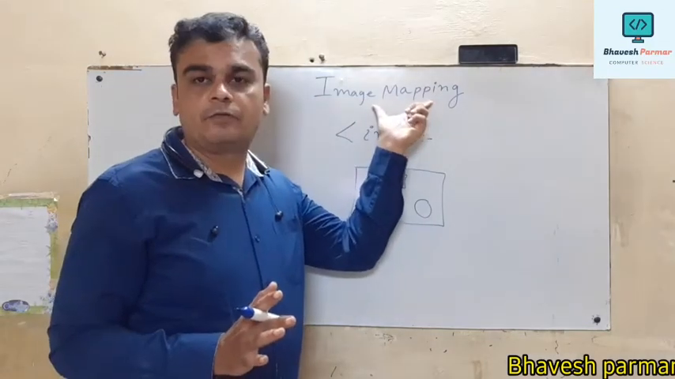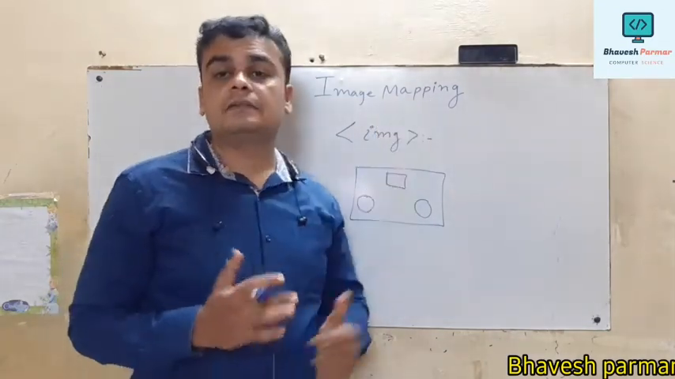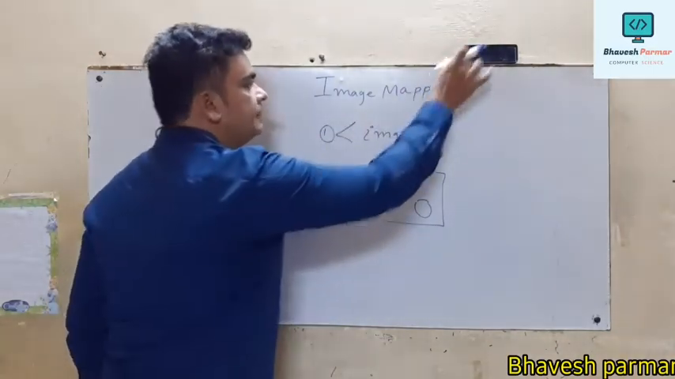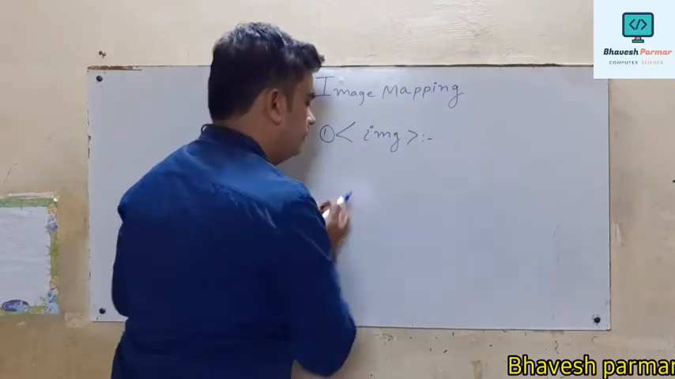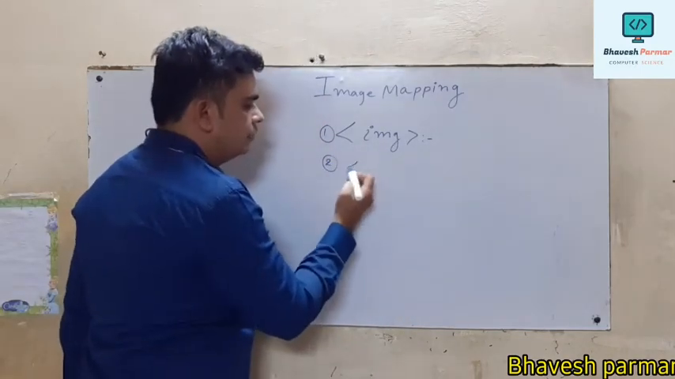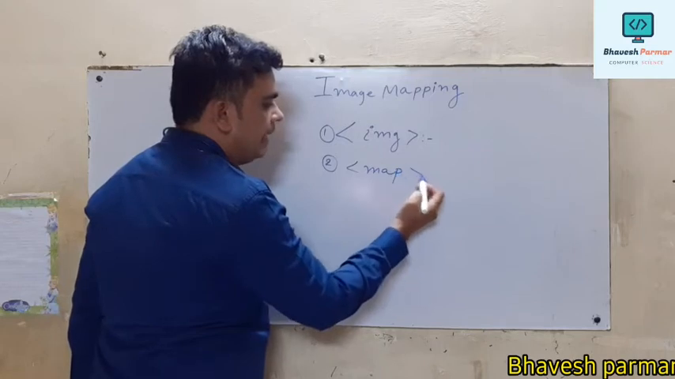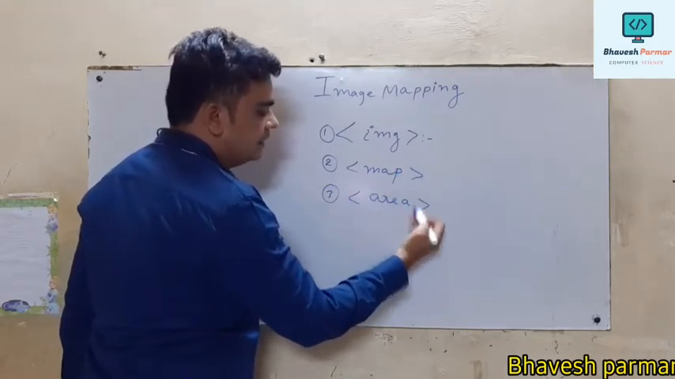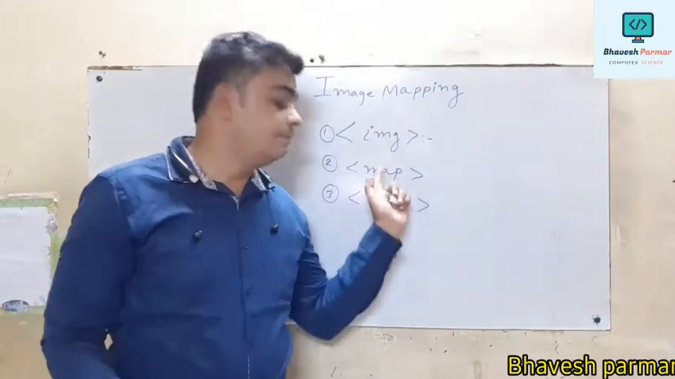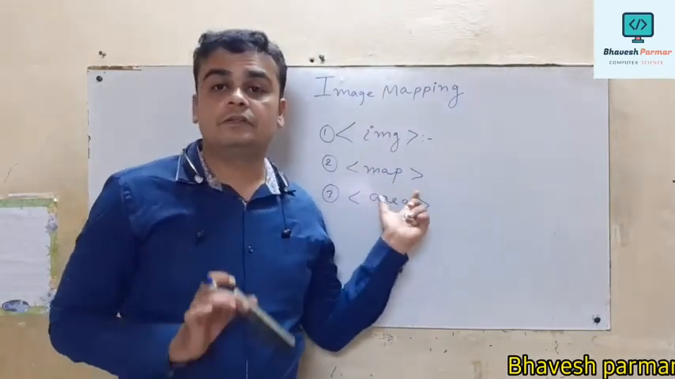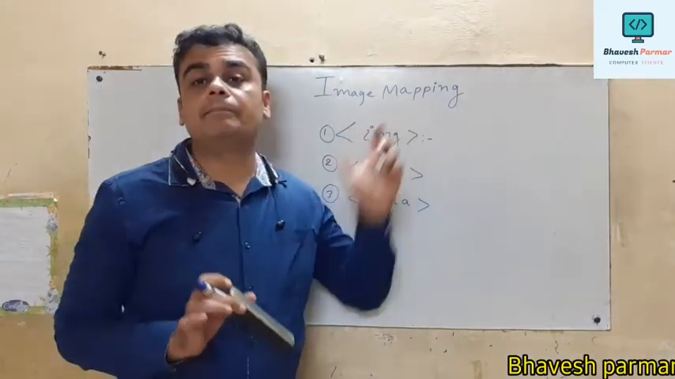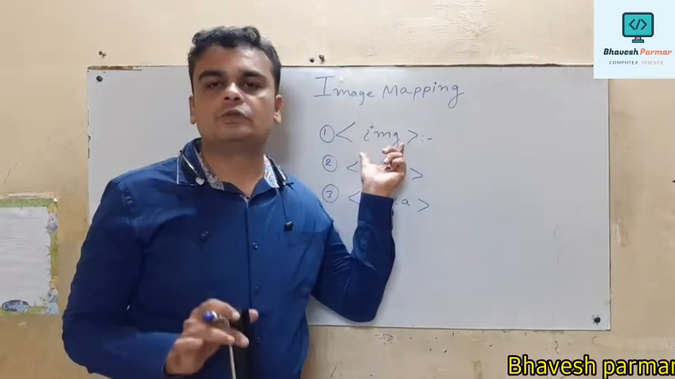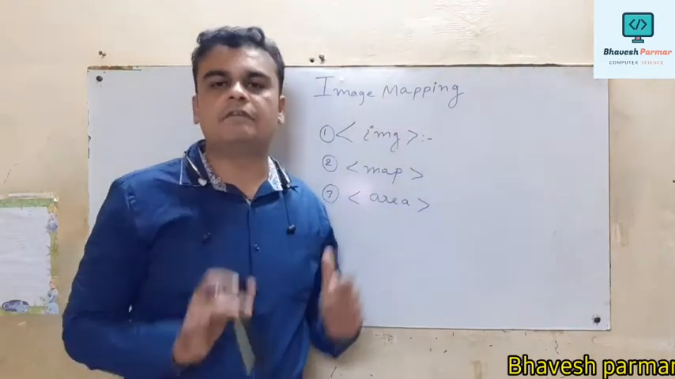from the image mapping practical performing point of view, we have to study some supporting tags. First of all we use the img tag. Then the second tag that we are going to use is the map tag. Then the third tag that we need to use is the area tag. These are the three basic tags which we have to use in the image mapping practical. So guys, the img tag is very clear to you. It is used to insert various types of images in a web page.